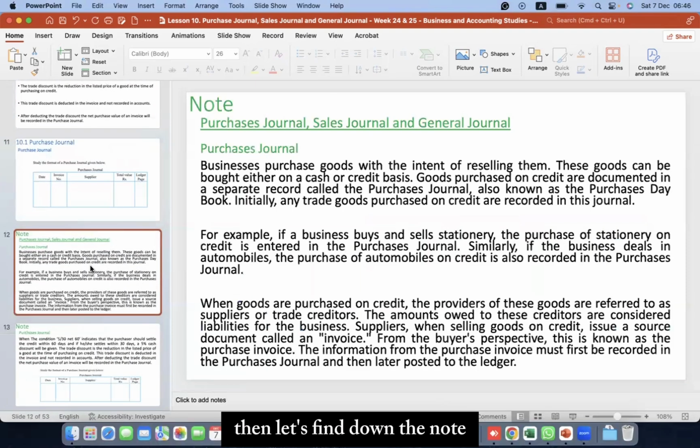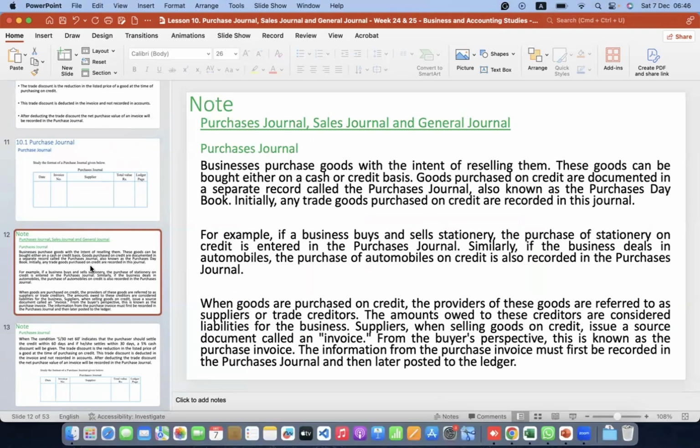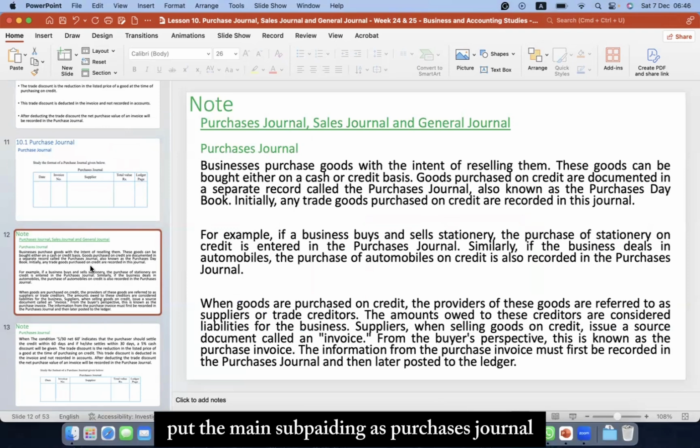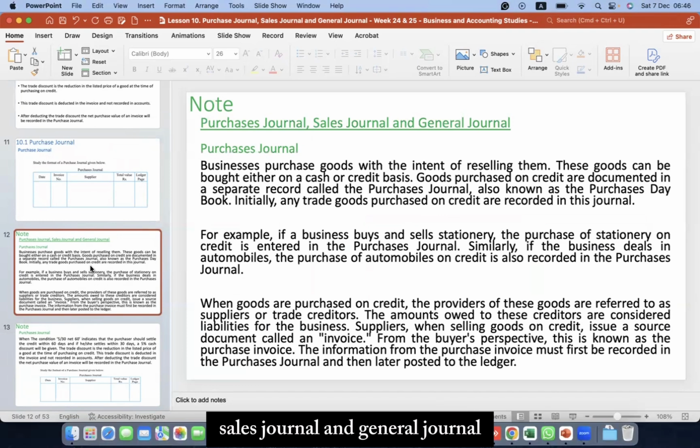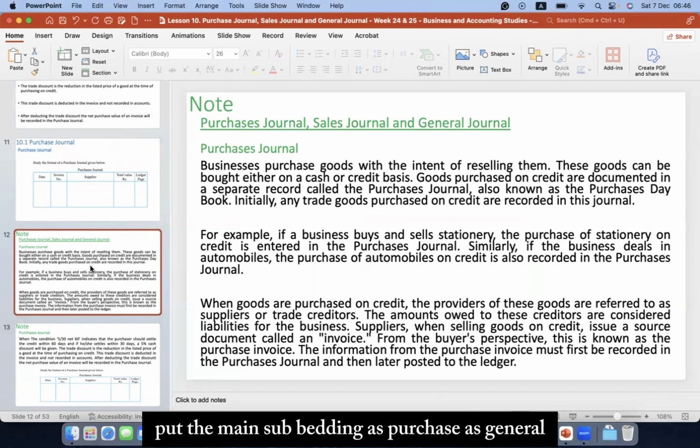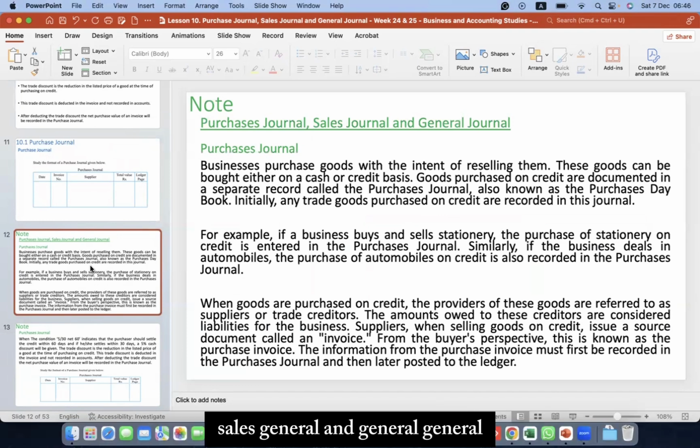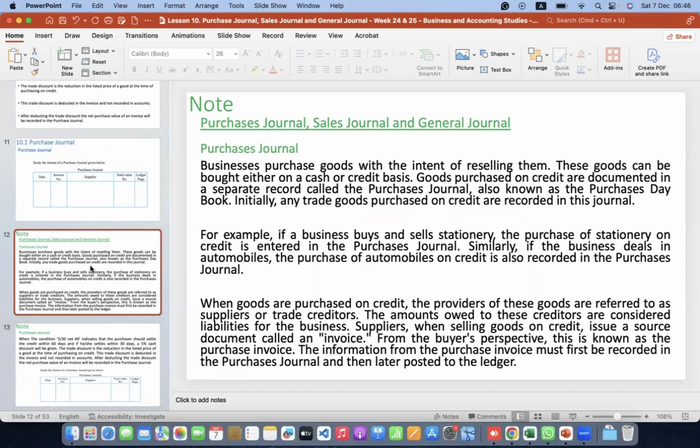Okay, so that is the basics of the purchases journal. Okay, then let's write down the note. Put the main subheading as purchases journal, sales journal, and general journal.